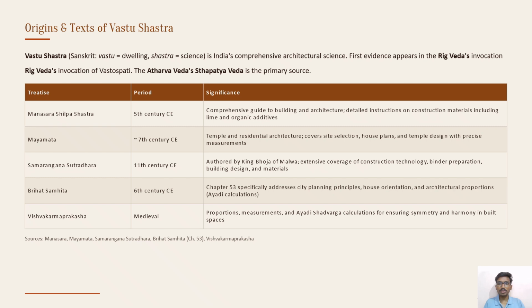First evidence appears in the Rigveda, with the invocation of Vastupati. In the Atharvaveda, the Sthapatya Veda is the primary source. And you can see things like Manasara, Shilpa Shastra, Mayamata, and some other texts have been written here. You can go through those references, and the source has also been given there.